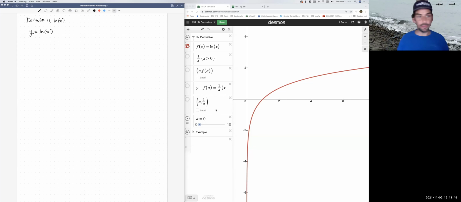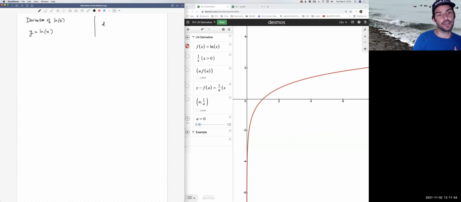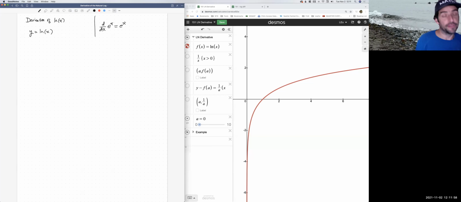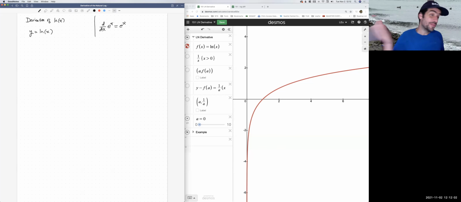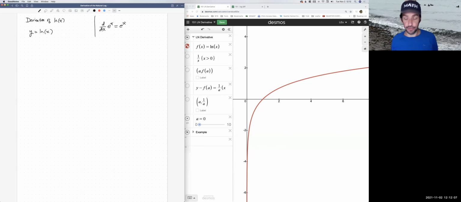Hey everybody. So in the last video, we were able to work out the following derivative. The derivative of the natural exponential function e to the x is just itself, e to the x. So we're going to now take a look at the natural log, right?